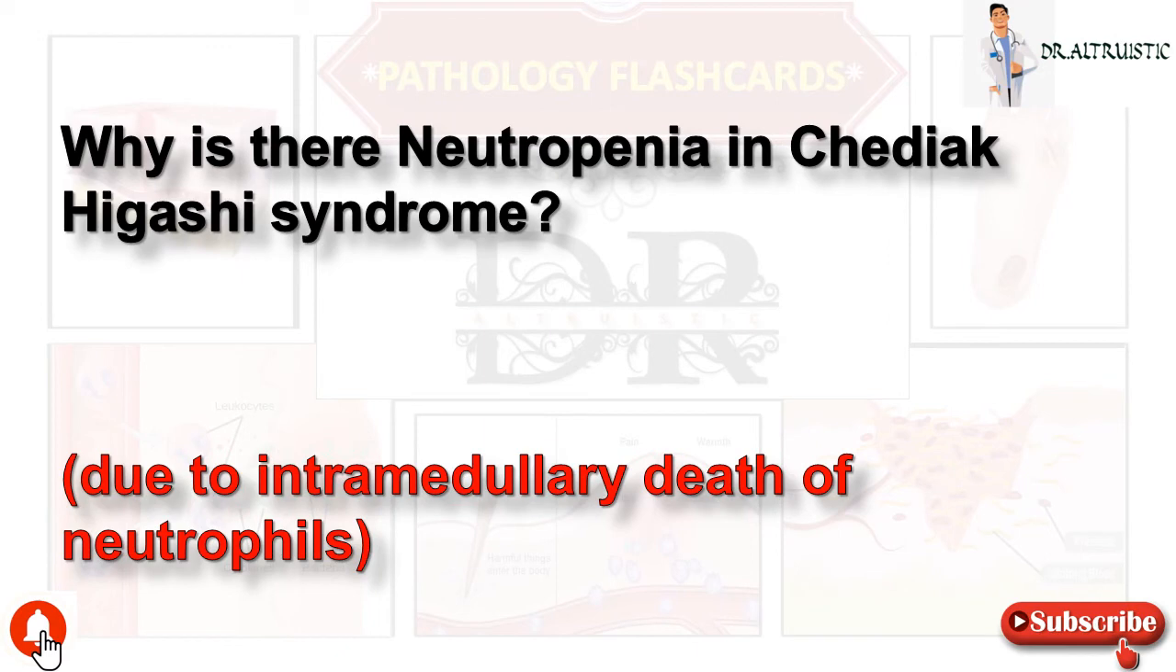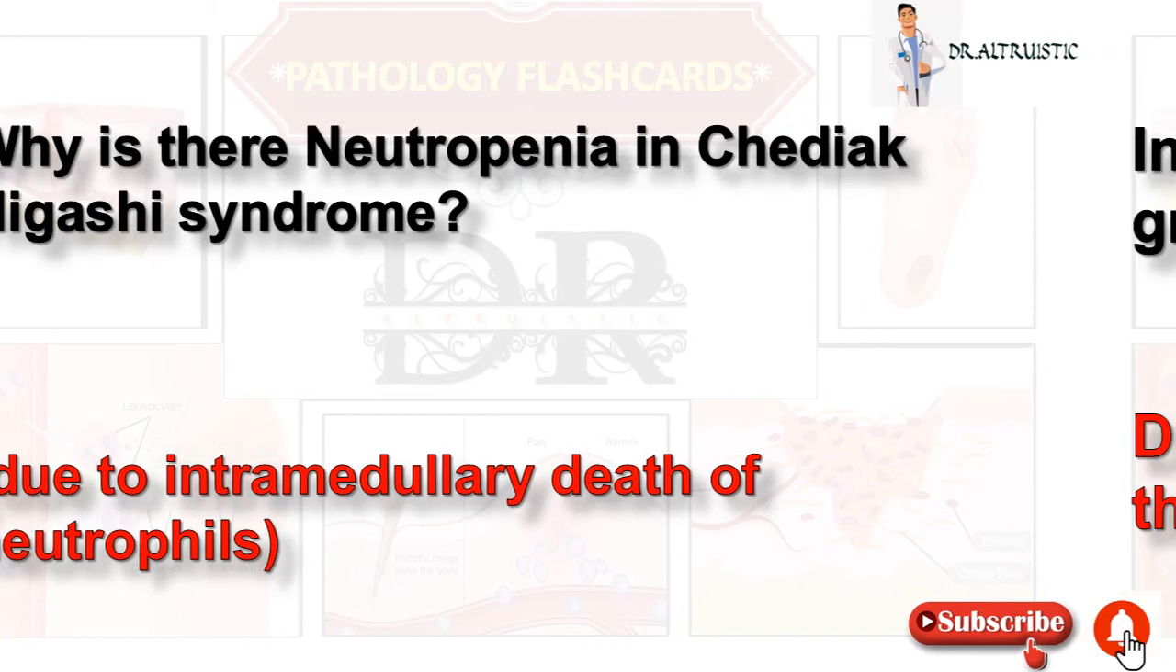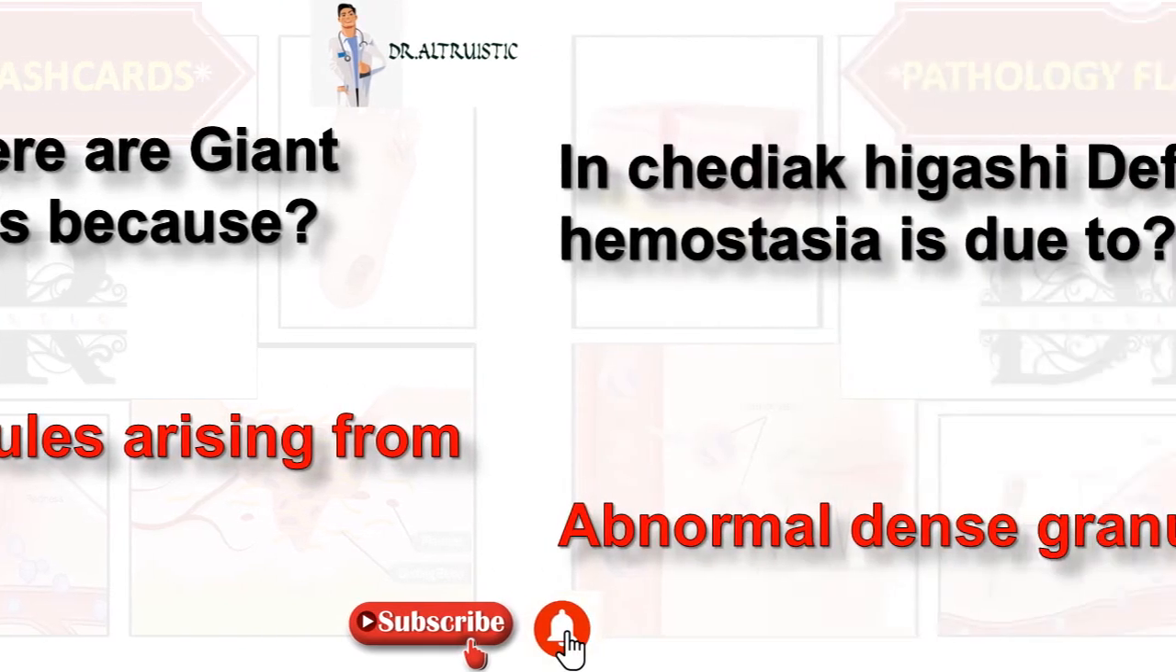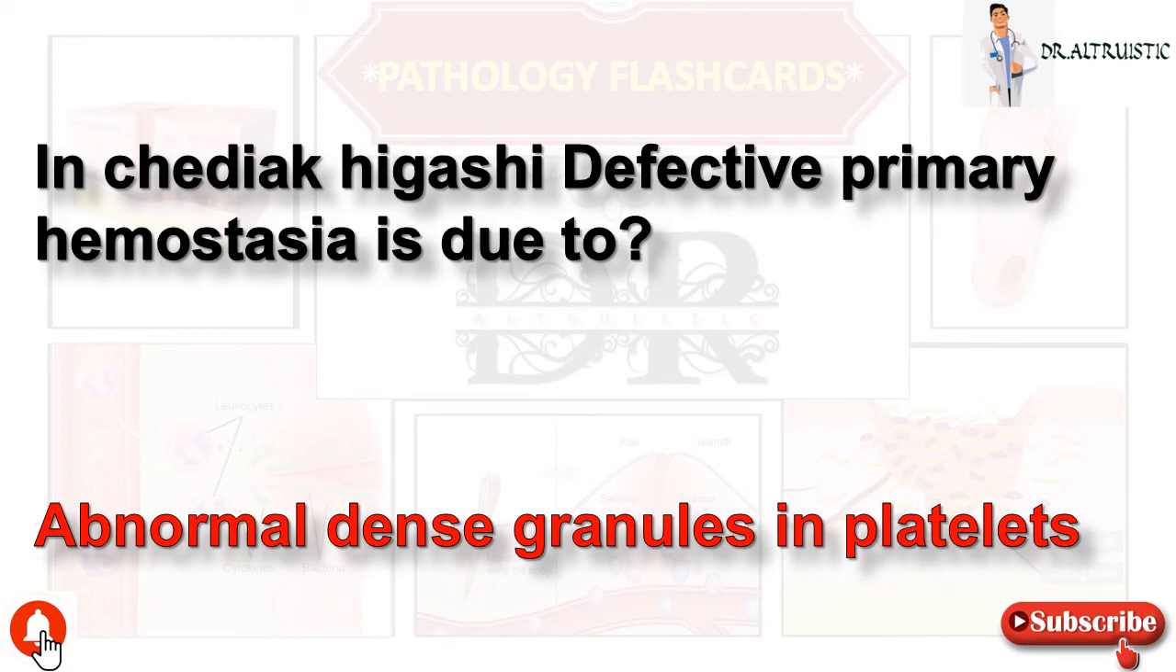Why is there neutropenia in Chediak-Higashi syndrome? Due to intramedullary death of neutrophils. In Chediak-Higashi, there are giant granules in leukocytes due to fusion of granules arising from the Golgi apparatus. In Chediak-Higashi, defective primary hemostasis is due to abnormal dense granules in platelets.